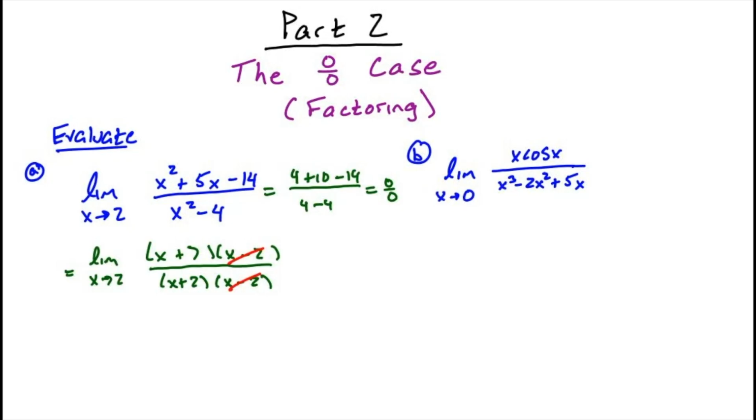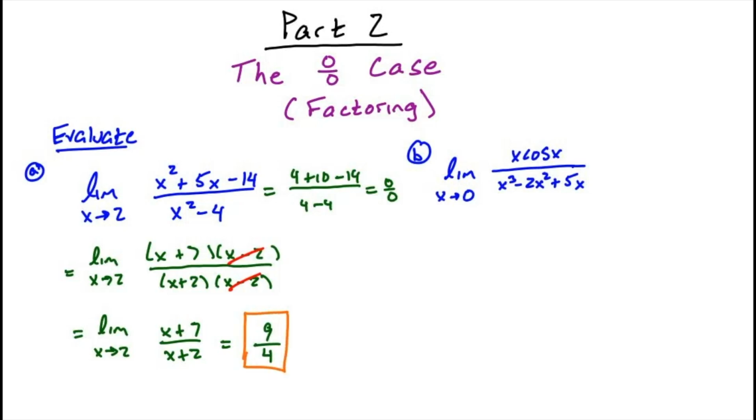Now you can see the x minus 2's cancel out, leaving us with the limit as x approaches 2 of x plus 7 over x plus 2. And now we try to evaluate that limit again. Let's plug in 2 now that we got rid of those x minus 2's, which were causing our zeros to occur in the first place. We plug in 2, and we get 9 over 4, and that'll be our limit.